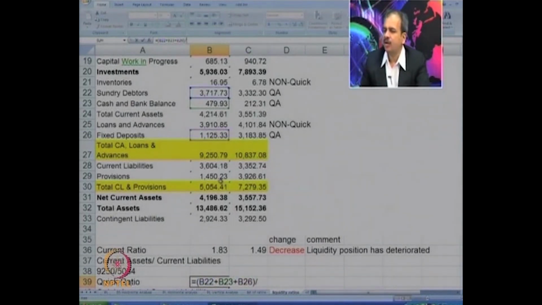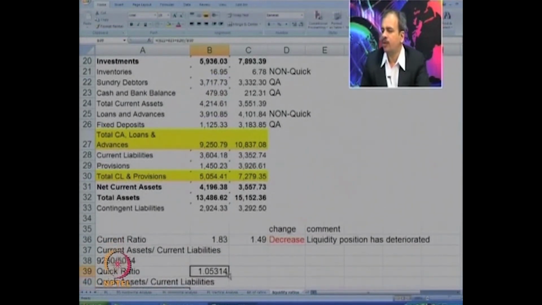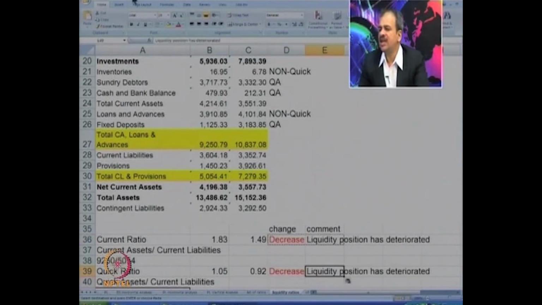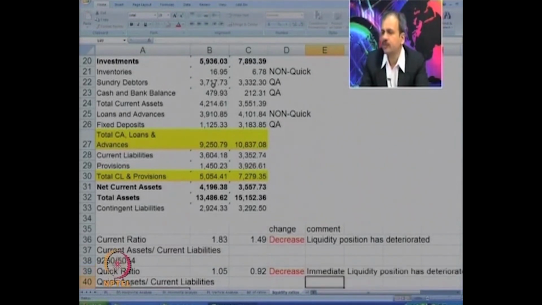Divided by all the current liabilities. So 1.05, and in the current year the ratio has gone down to 0.92. Again we can say that there is a decrease in the ratio. So immediate liquidity position has deteriorated. Though we are making a comment that immediate liquidity has slightly gone down, we exactly do not know whether it is sufficient or otherwise. For that we need to know industry trends, because it will change from industry to industry, but definitely there is a slight fall in the liquidity, that much we can comment.